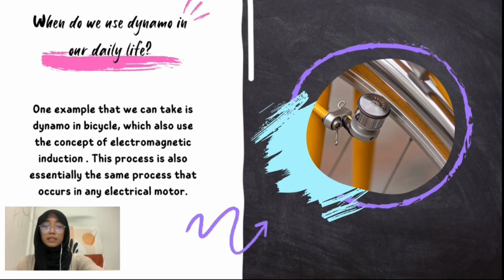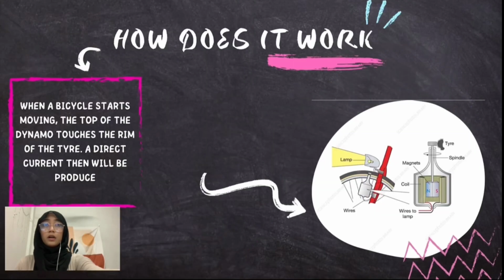So, when do we use a dynamo in our daily life? One example that we can take is the dynamo in a bicycle, which also uses the concept of electromagnetic induction. This process is also essentially the same process that occurs in any electrical motor. So, how does it work?